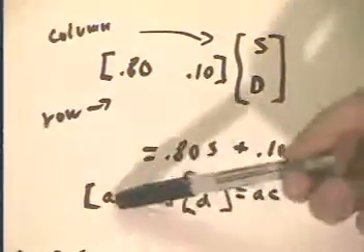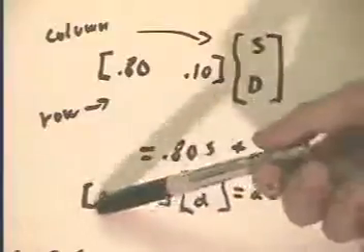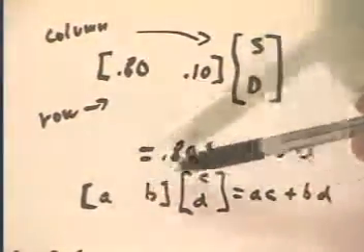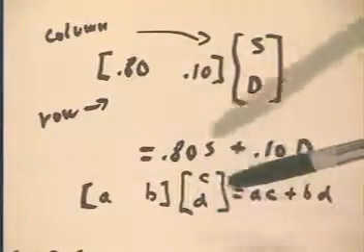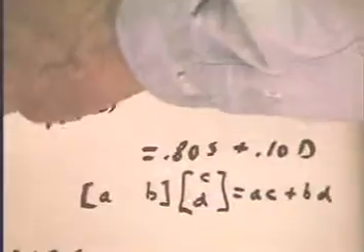In general, if we have a row with numbers A and B and a column with numbers C and D, then the product of the row by the column is AC plus BD. First times first plus second times second. This is how we multiply rows by columns.